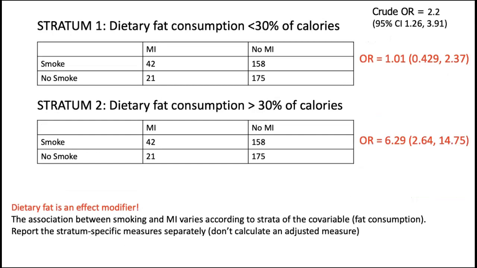So in terms of what I want to report for my overall takeaway results, I know that dietary fat is an effect modifier. So I need to report the strata-specific measures separately, my strata-specific results. I would report the results for strata 1 and I would report the results for strata 2. I would not report any kind of adjusted results, because that adjusted measure, if I calculated one, would mask this effect modification that I have, so I need to report these separately.